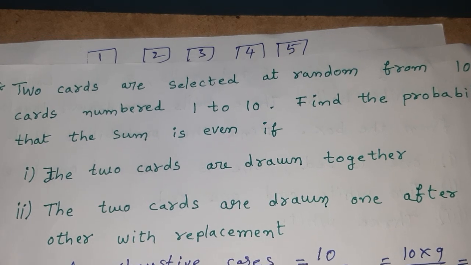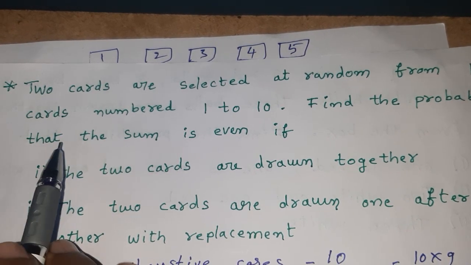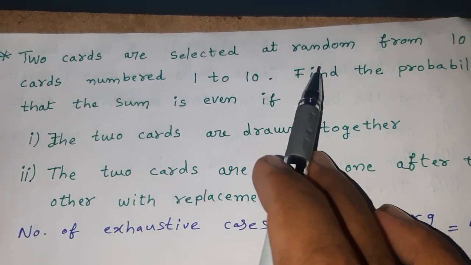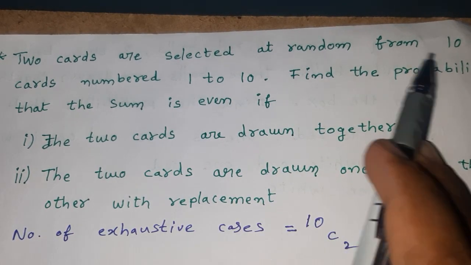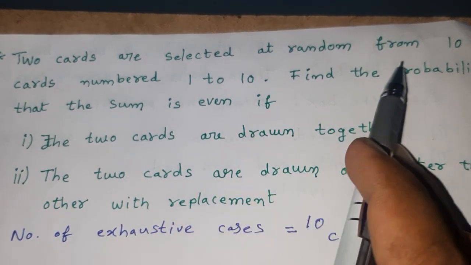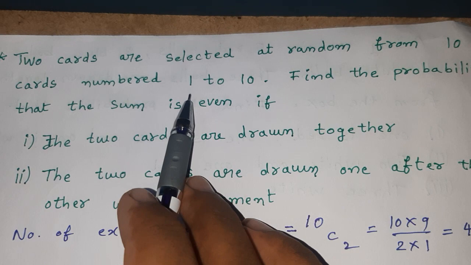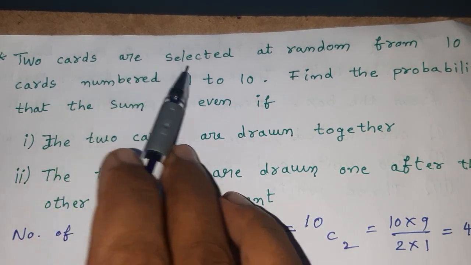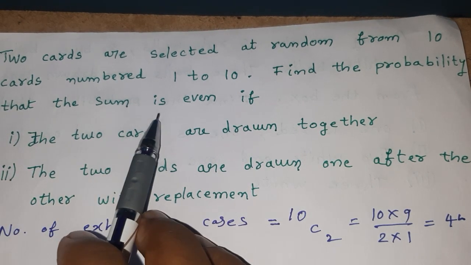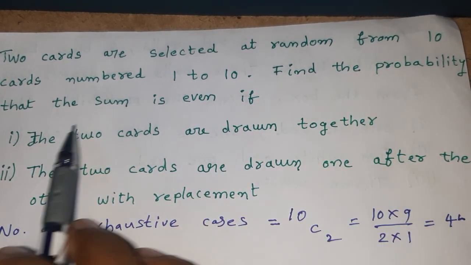Let us go to the problem of probability. Here the problem is two chords. Two chords are selected at random from 10 chords numbered 1 to 10. There are 10 chords, numbered from 1 to 10. We have to select two chords among them. Find the probability that the sum is even.